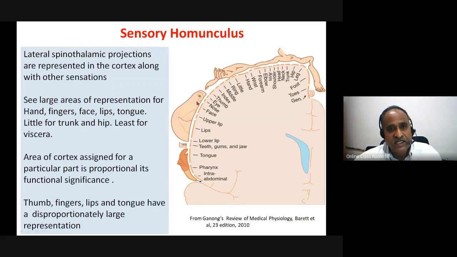And you see that large areas of representation are from the hand, finger, face, lips, tips, that little for the trunk and hip, least for the viscera. So that means similarly you have the warm or cold spots in these areas to a great extent. Area of the cortex assigned for a particular part is proportional to its functional significance. Maybe here there may be small differences in the distribution of the receptors, because this was for the medial lemniscal sensations. That is the fine touch and tactile discrimination and tactile localization.